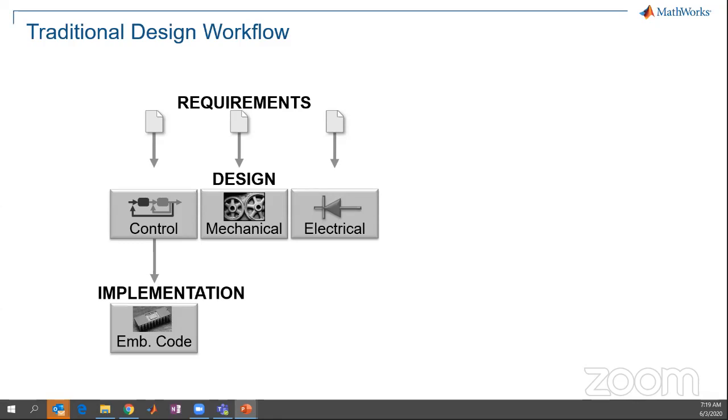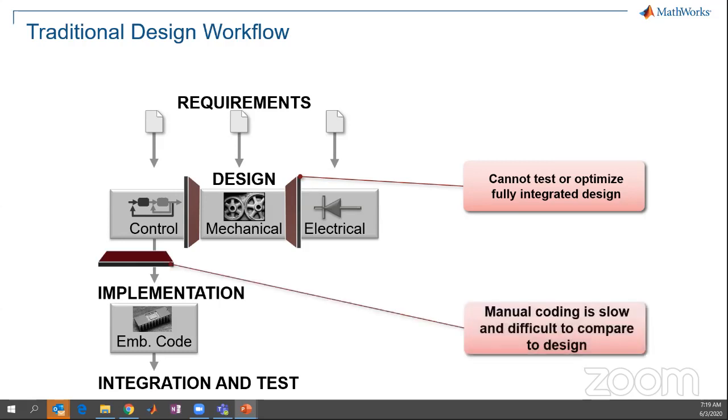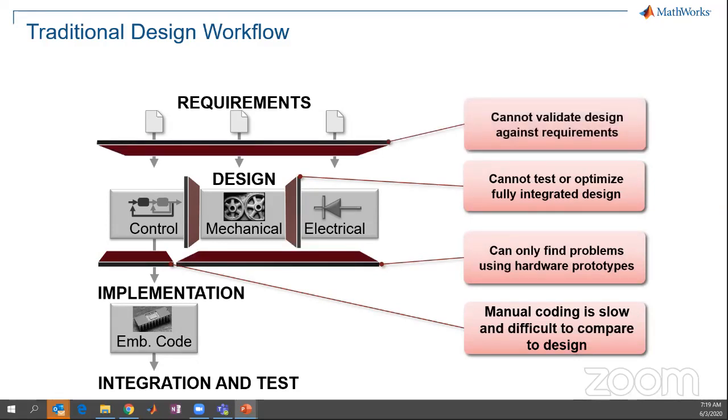And as you can see, there's always a barrier between each engineer, especially in the early design phase but also in the implementation stage, which slows down the entire development process. Manual coding is slow, and it's really difficult to compare the design between your design phase and implementation phase. Also, you cannot find the problems using the hardware prototype, and we couldn't validate our design against our requirements in the traditional design workflow.